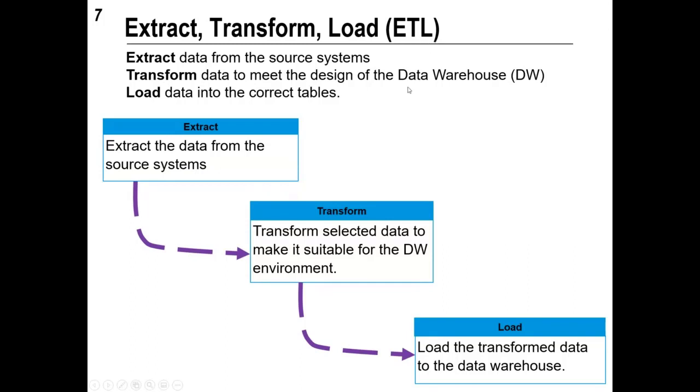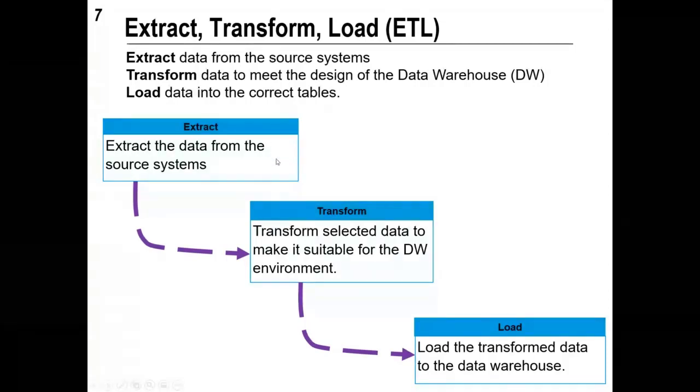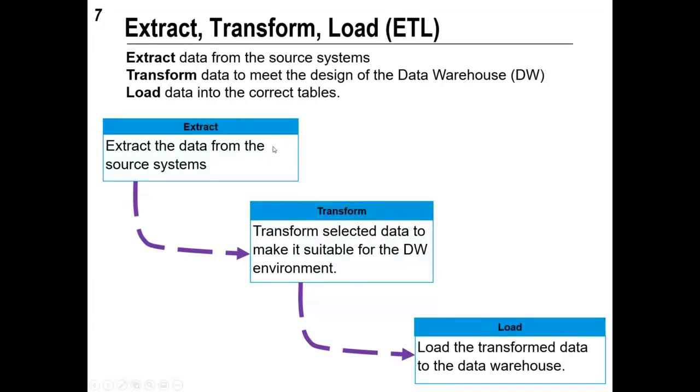So we need to first extract the data from different systems, which we call source systems. We need to determine which tables we need to take, and which columns in the tables we need to take, etc. It has a series of steps that we need to follow. That process is called the extract process.